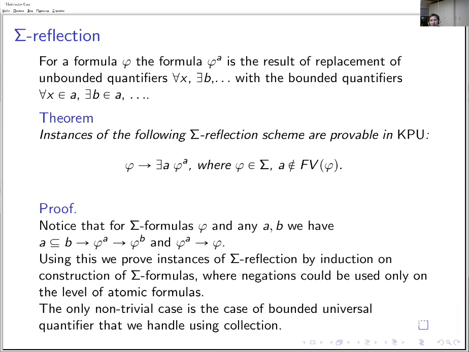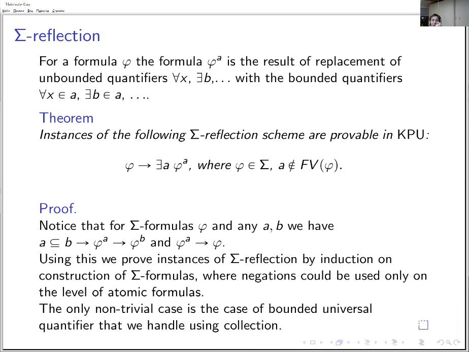For people that are familiar with the reflection principle in usual Zermelo-Fraenkel theory, it's a very simple proof. I think it's probably even easier, because we don't even need to deal with unbounded universal quantifiers and nested quantification. So the point is that we prove the reflection by induction.